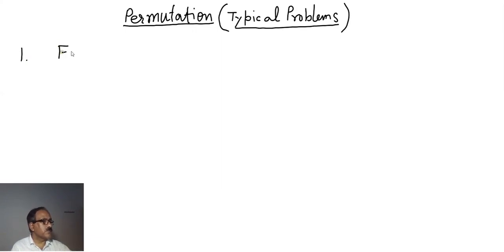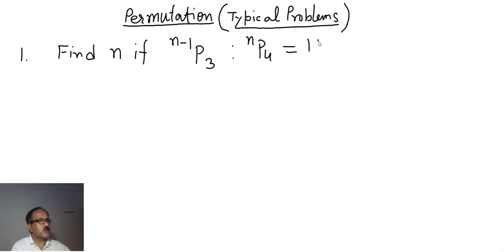Find n if (n minus 1)P3 ratio nP4 is equal to 1:9. This is our problem. How we will solve it?